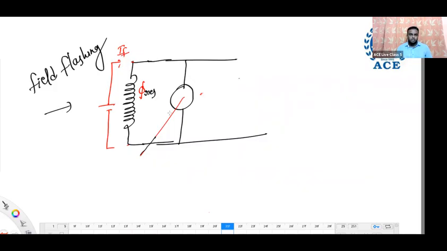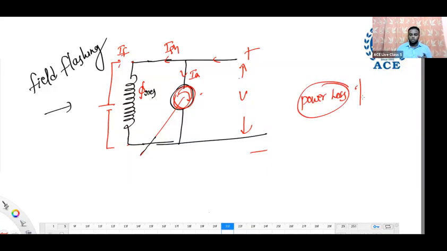Suppose it is a shunt generator. Let us give supply to this as a motor. Now when you give supply, there is armature current and field current, and the motor rotates. When it is operating as a motor, there is a field copper loss and an armature copper loss, and as the motor is rotating, there is a mechanical loss, bearing friction loss. So this much power loss is there when you operate as a motor.